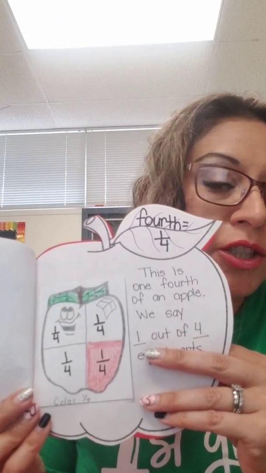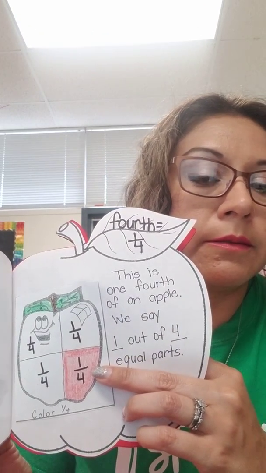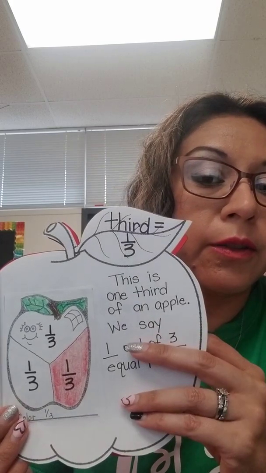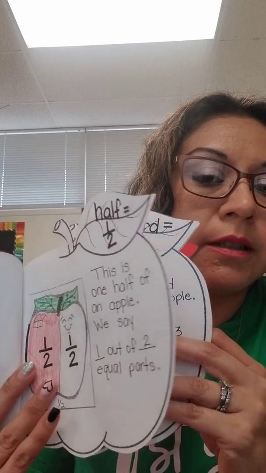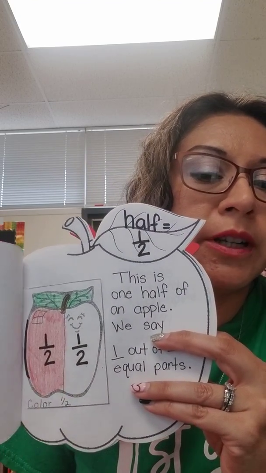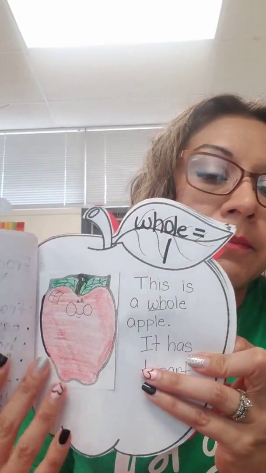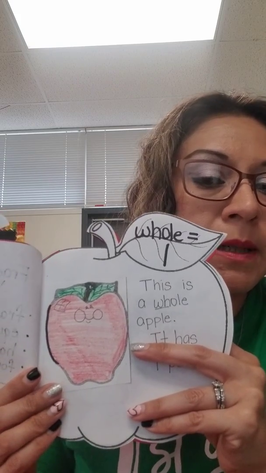All right, so these are the fractions, boys and girls, that we were supposed to learn this week. 1/4, which is 1 out of 4 equal parts. 1/3, which is 1 out of 3 equal parts. Half, which is 1 out of 2 equal parts. And whole. The entire thing hasn't been cut up. It's the whole.